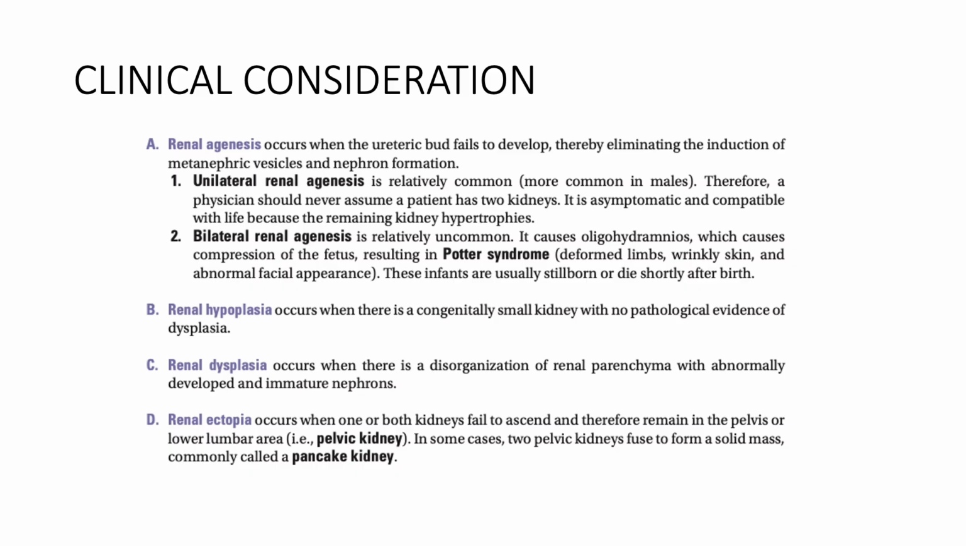So we want to look at renal agenesis, which occurs when the ureteric bud fails to develop. And you should remember the ureteric bud by now, that it is an outgrowth of the mesonephric duct. If it fails to develop, it eliminates the induction of the metanephric vesicles and then nephron formation.